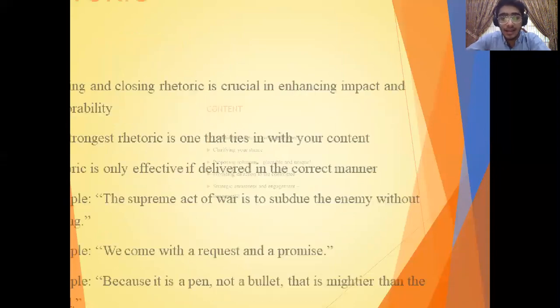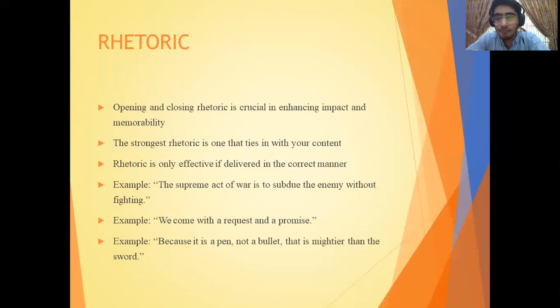If I just go back here and we see the example, the first thing that I've written in terms of examples: the supreme act of war is to subdue the enemy without fighting. Now, if my entire speech is focused around talking about why military interventions are bad and why diplomatic intervention is likely to get better consequences than a military intervention, then this piece of rhetoric is perfect. It allows me to streamline exactly what I'm saying, and it allows me to tie in my persuasive, strong punchline with my actual content.